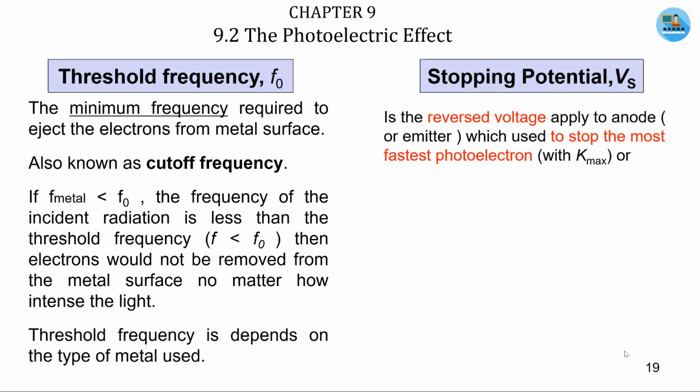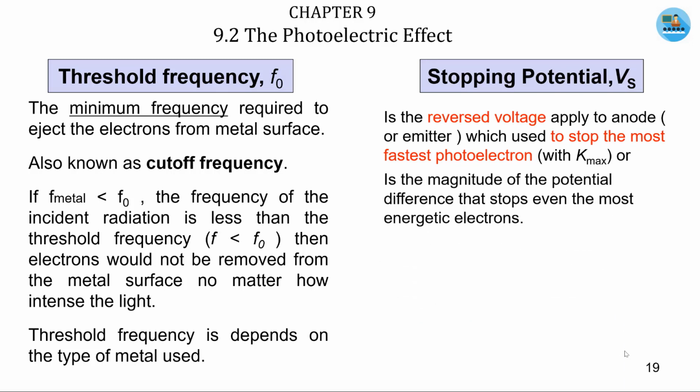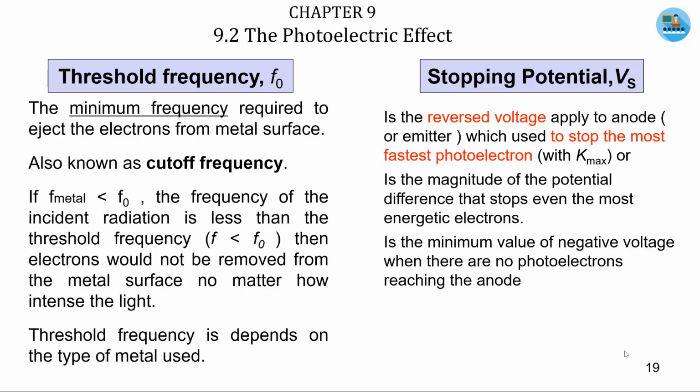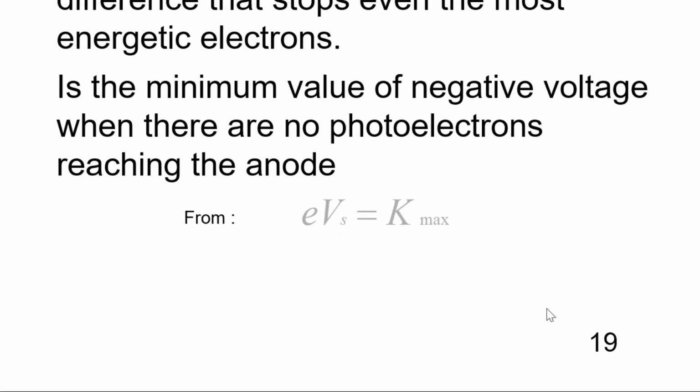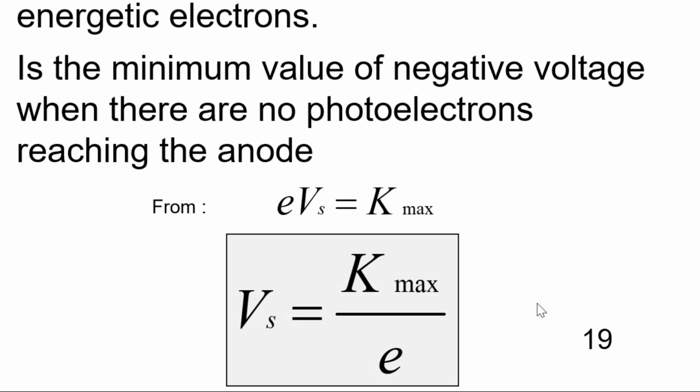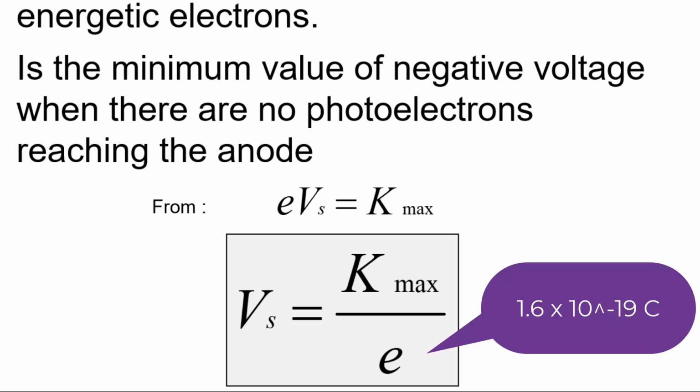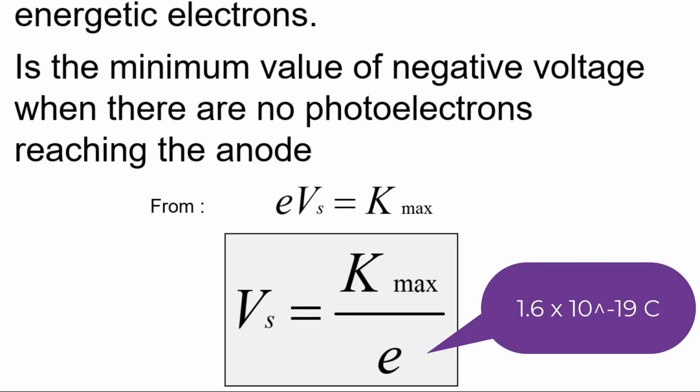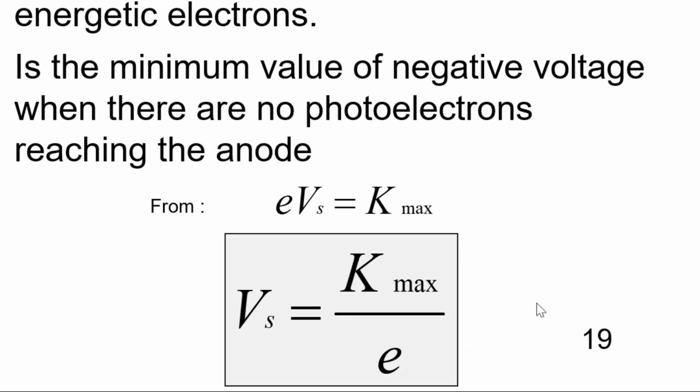So what is stopping potential Vs? Vs is the minimum value of the negative voltage when there are no photoelectrons reaching the anode. From eVs equals Kmax, we can say that Vs equals Kmax over e. e equals 1.6 times 10 to the power of negative 19 coulomb. So basically, once we are able to determine the value of the stopping potential, we can determine the magnitude of the kinetic energy held by a photoelectron.